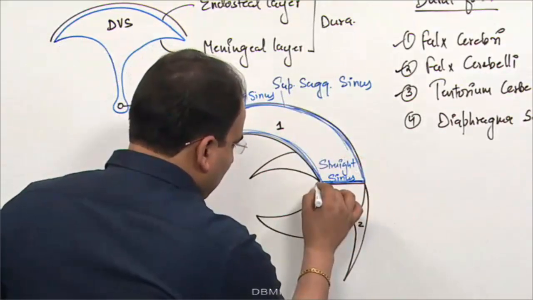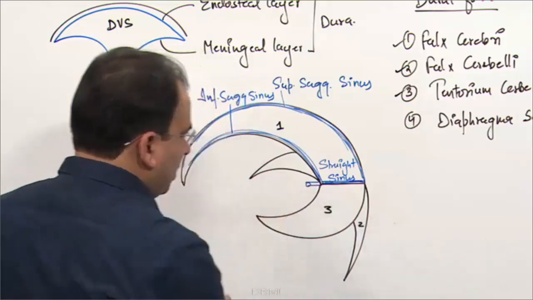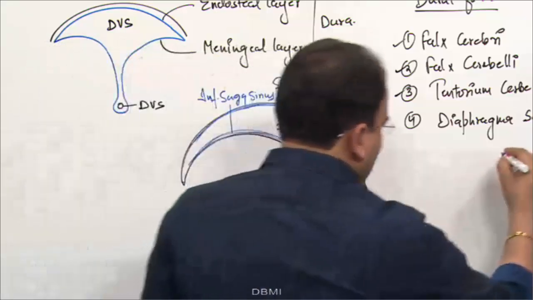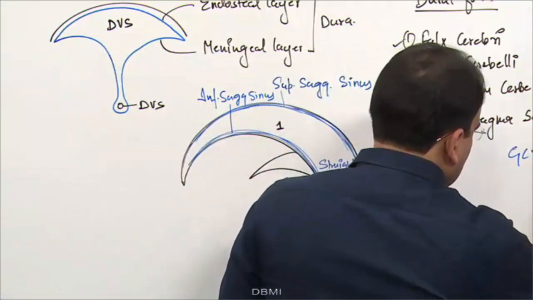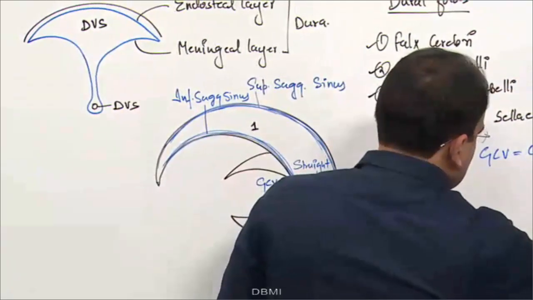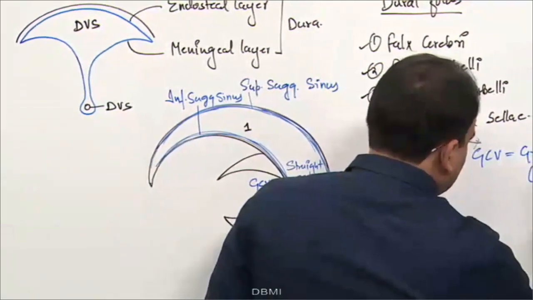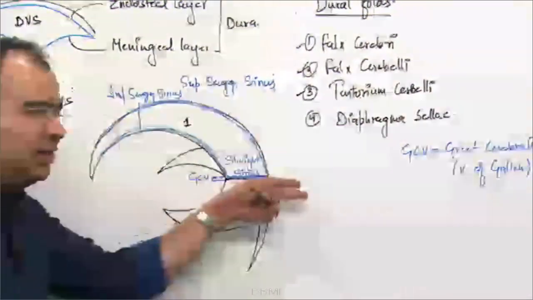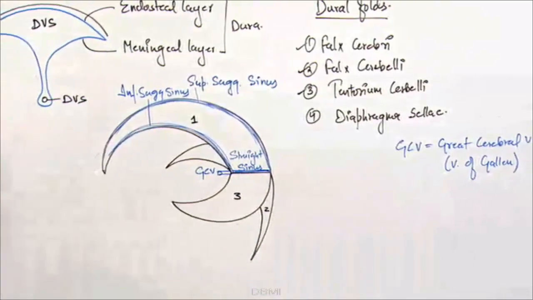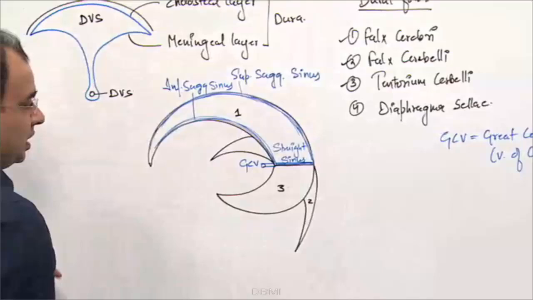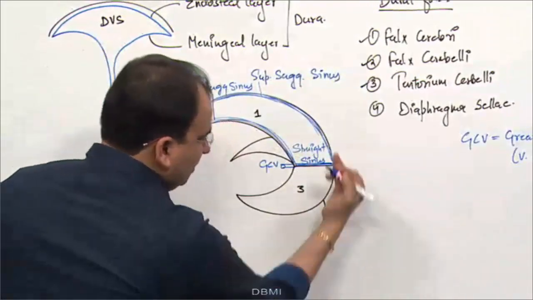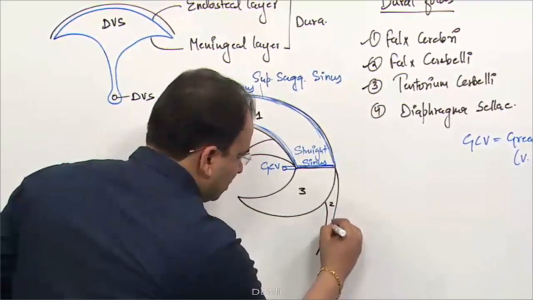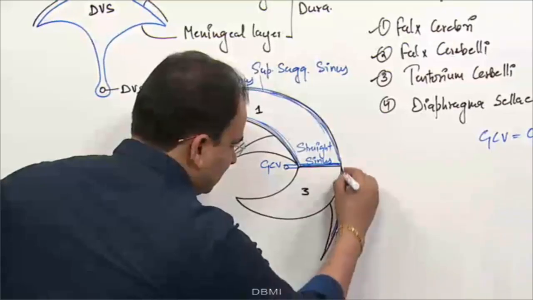The straight sinus is also receiving a vein which is coming from the brain. This is called the great cerebral vein, also called the vein of Galen. The great cerebral vein or vein of Galen drains into the straight sinus, and the straight sinus is receiving the superior and the inferior sagittal. It also receives the blood coming from the occipital sinus, which is present in the falx cerebelli. So there is a sinus which is present here. This is called the occipital sinus.